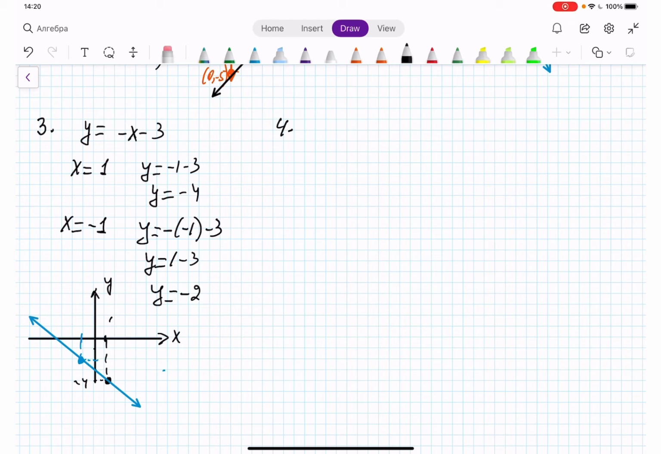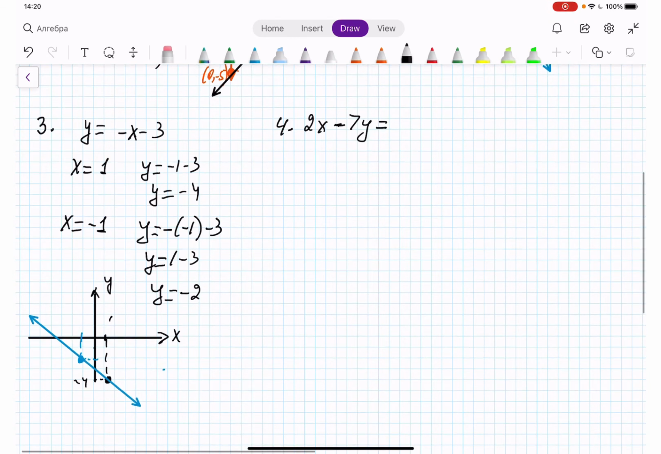Question number 4. So we need to build the graph 2x minus 7y is equal to 0. I'm going to show you the easiest way. No, I'm going to show you an easy way. Because there are 3 methods actually to build the graph.